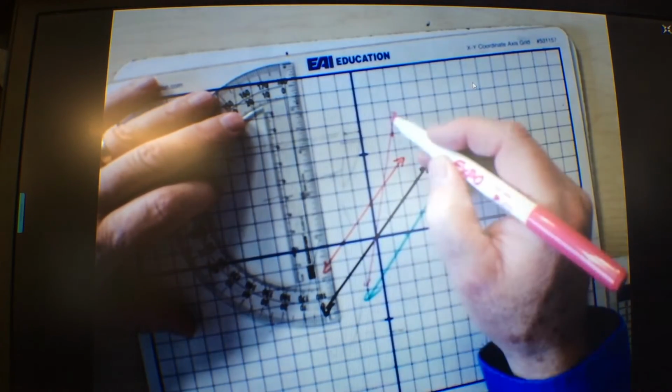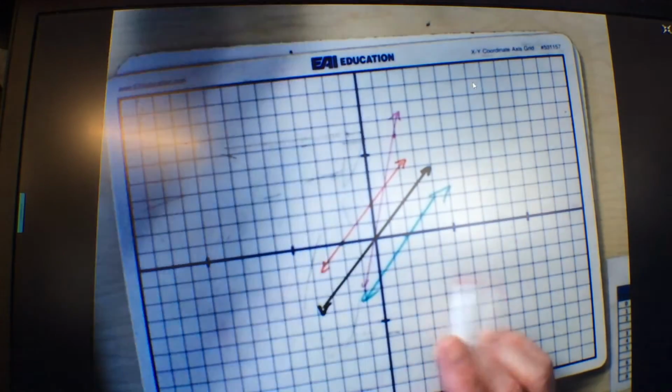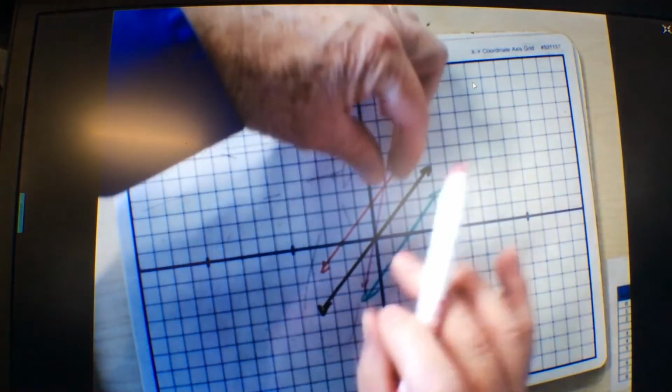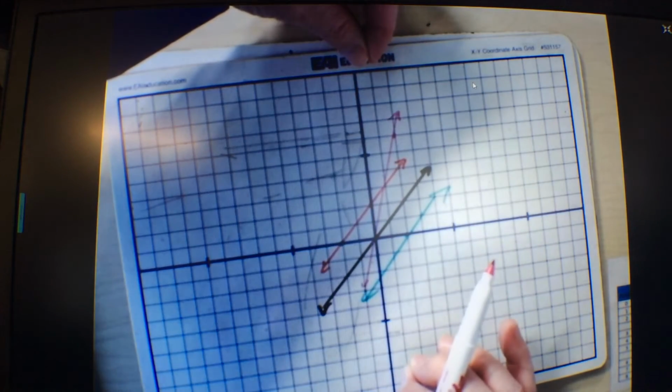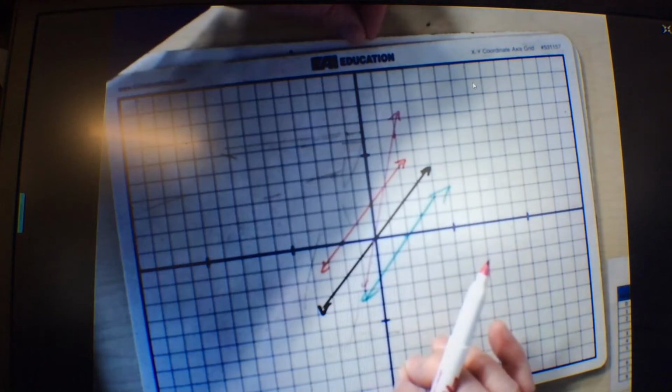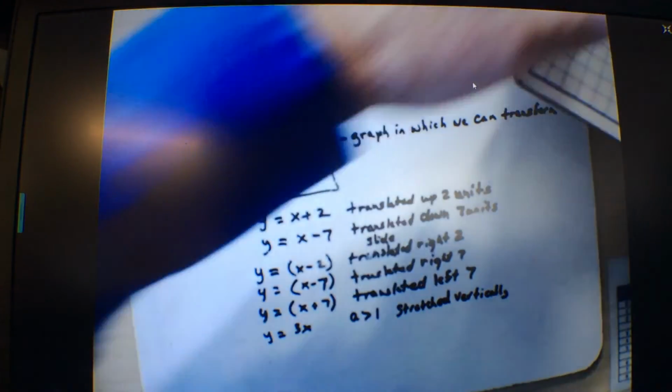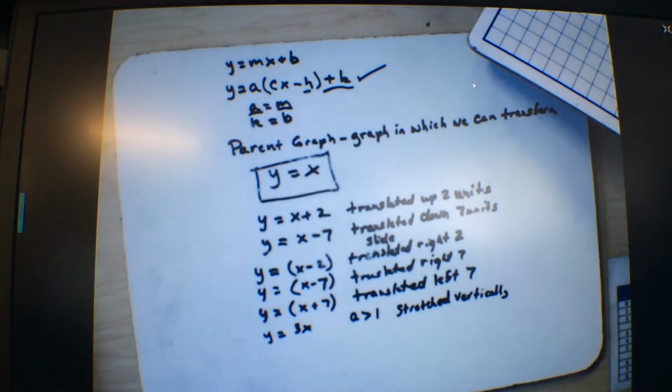Look what happens. Look what happened. It stretches it as we pull it. This is what I mean, stretched vertically. Stretched vertically. All right? Now, what's really weird is, what if I change this to 1/3?